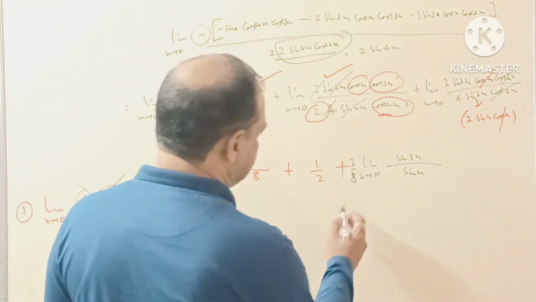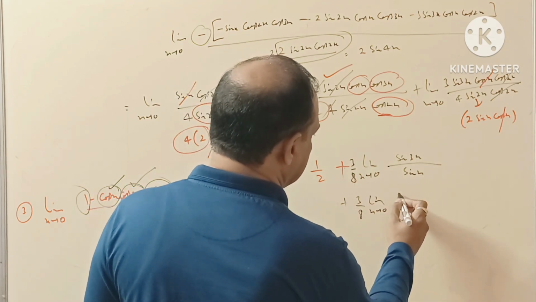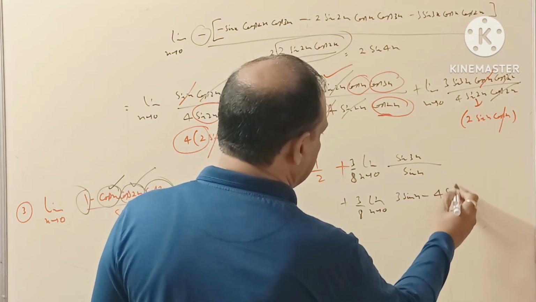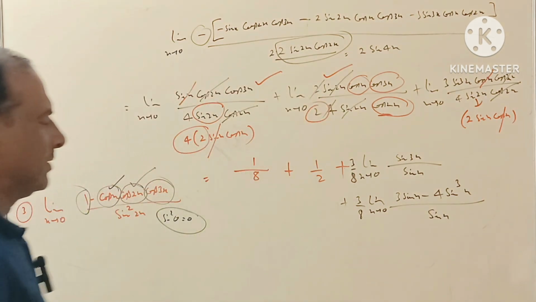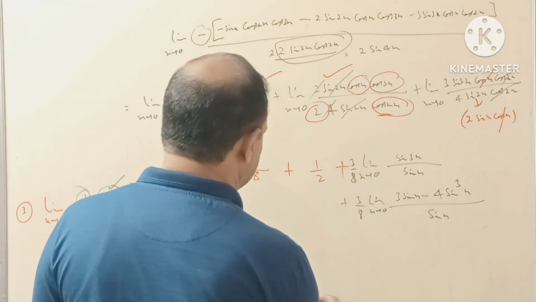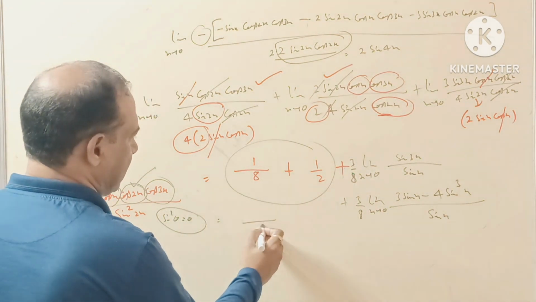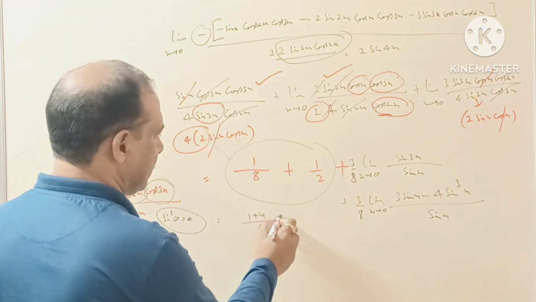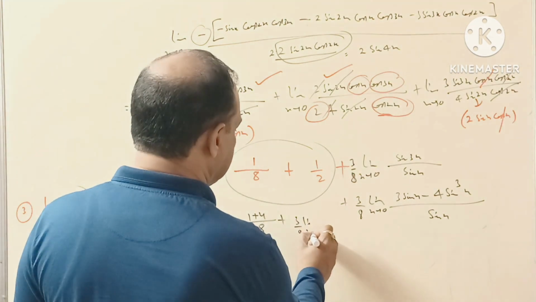Now here we know that it can be rewritten as 3 by 8 limit x tends to 0, where sin 3x is equal to 3 sin x minus 4 sin cube x, and the whole in the denominator is x. Now we have to solve this. If I do it separately, this will add up. The LCM will be 8, and here this is 1 plus 4, plus 3 over 8, limit x tends to 0.